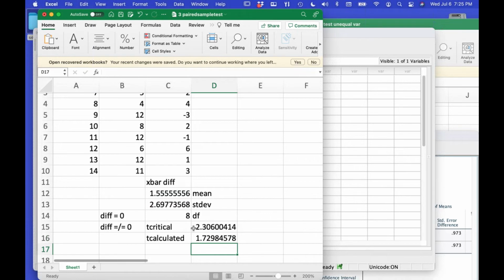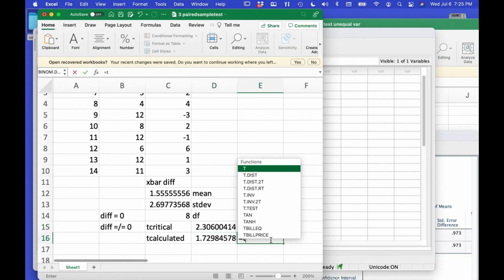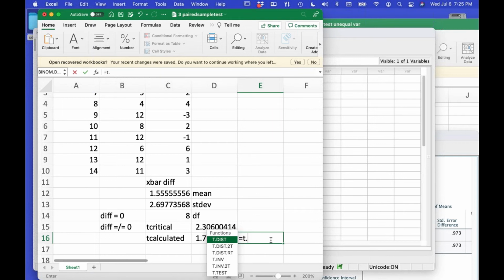So now my T calculated does not exceed T critical. So as a consequence, I fail to reject the null hypothesis. Right? So what is the p-value here? The p-value is equal to T.DIST.2T, parentheses, and I'm going to put in my t value, 1.72, and my degrees of freedom, which is 8, and it's going to tell me the p-value.